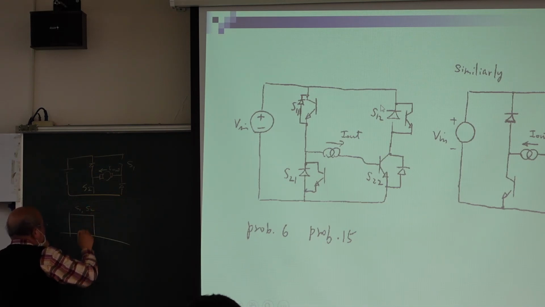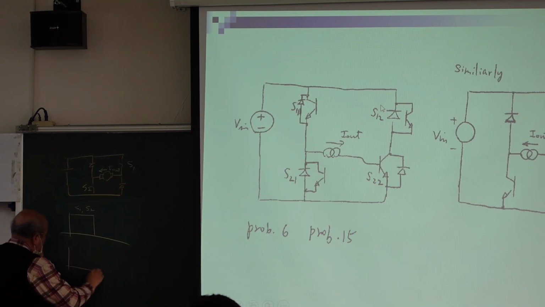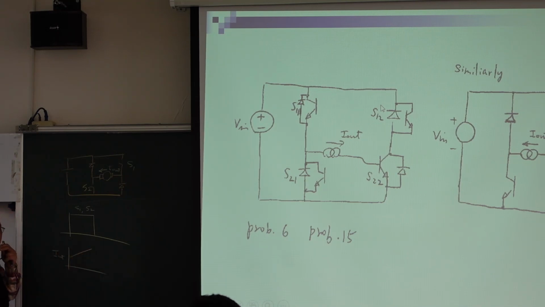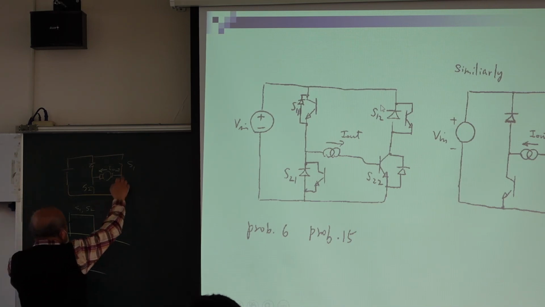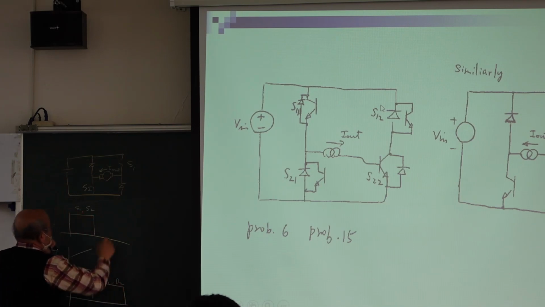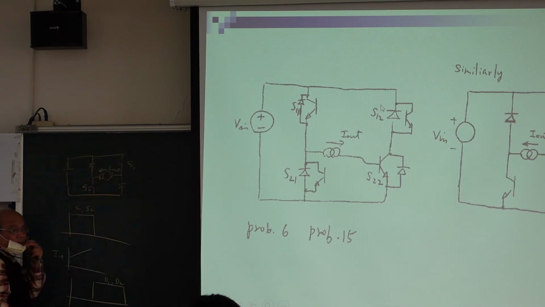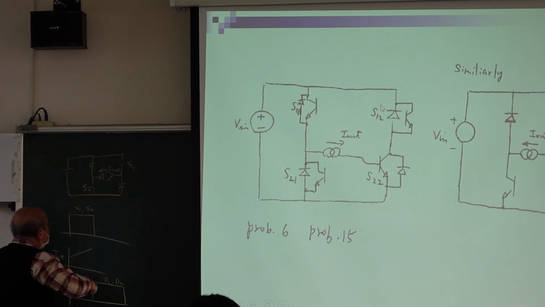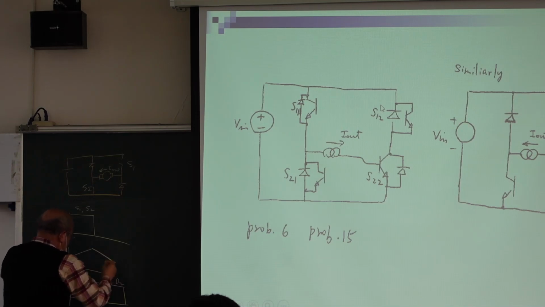So I turn on S1, S2. Then how about the I out current? The I out current increases, right? If I turn off S1 and S2, then what happens? We have D1 and D2 turn on. Otherwise, we cannot keep the current. If D1 and D2 turn on, then what happens? We have voltage here, then the current should decrease.